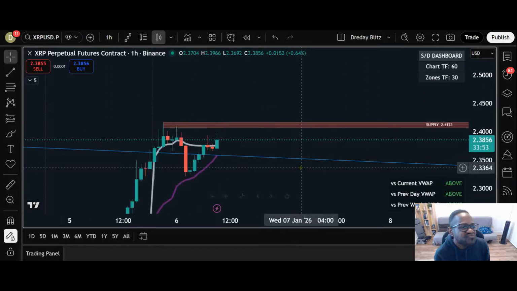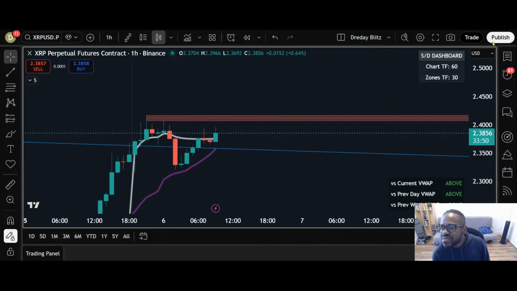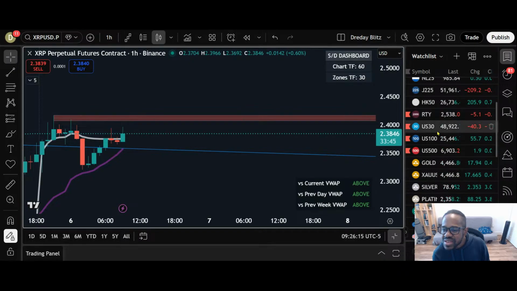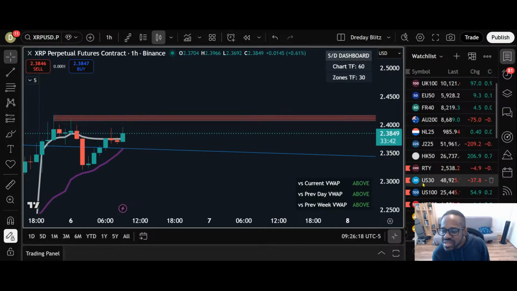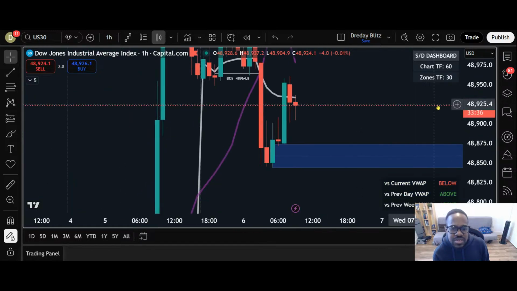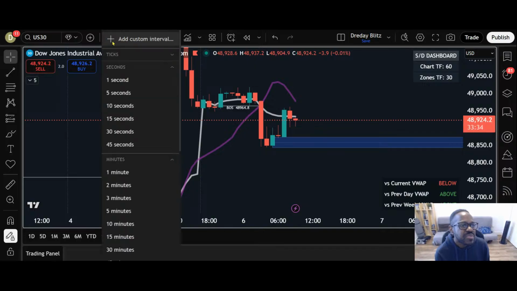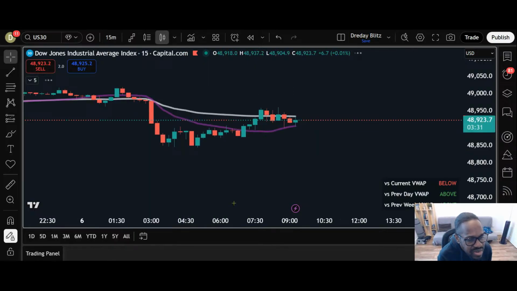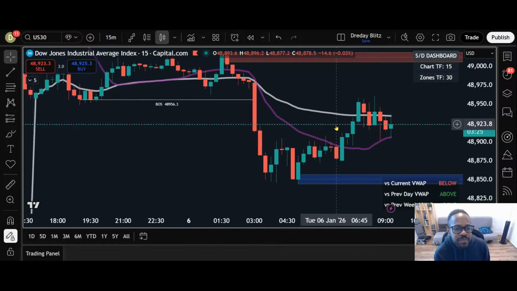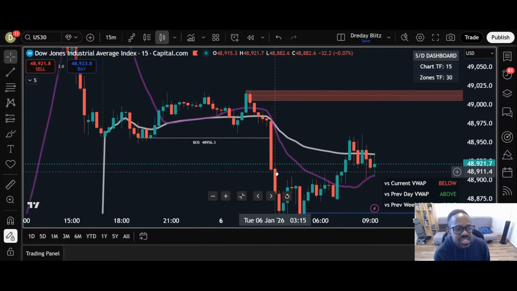And finally, we're going to be looking at the indicators I'm going to be using. I was looking at XRP yesterday, so I'm just going to switch it back to US30. This is what we have here, and I'm going to go back to the 15-minute time frame, which is the one that I'm looking at. All that you're seeing here, I'm going to explain to you.